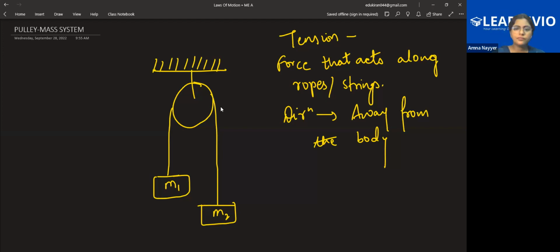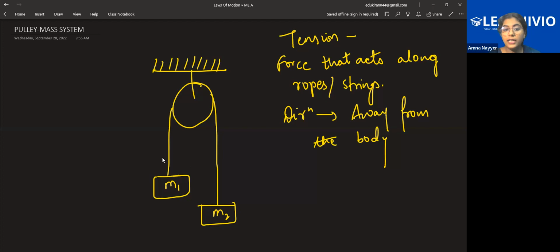So see, in the pulley mass system, you have to write all the forces which you can see. Say there is a string attached here to this block M1, and the rope is passing over the pulley and the other free end is attached to another block, which is mass M2. So M1 is attached to a rope which is passed through a pulley and goes down to M2. And this entire pulley mass system is hung from the ceiling, right?